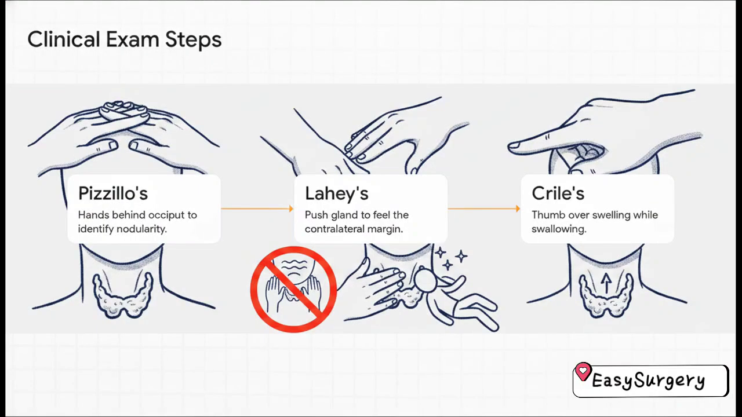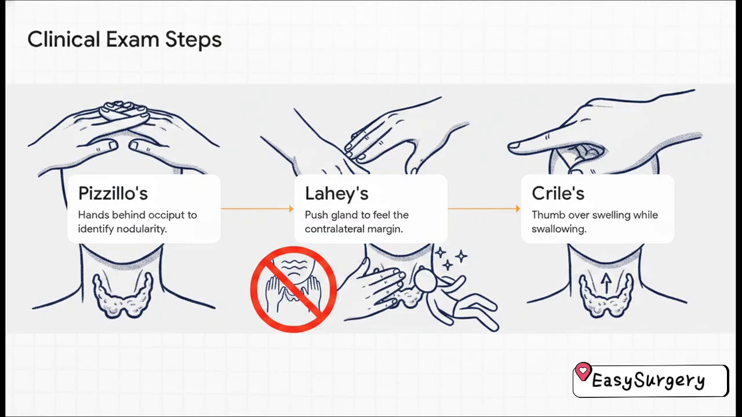Before we even think about ordering a scan, we rely heavily on our hands. These 3 physical exam methods are absolutely vital. You've got Pizzillo's method, pushing the gland forward for better visibility, and Crile's method, using the thumb to feel for nodules during a swallow. But here is a massive clinical pearl regarding step 2, Lahey's method.